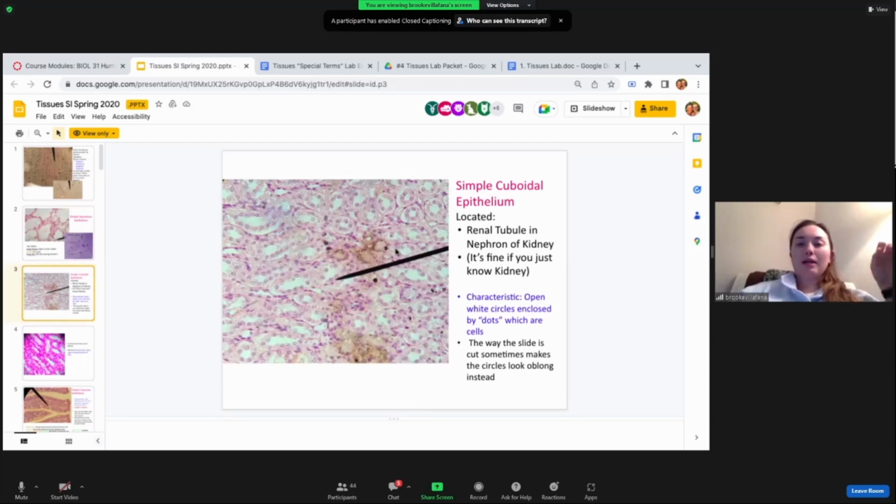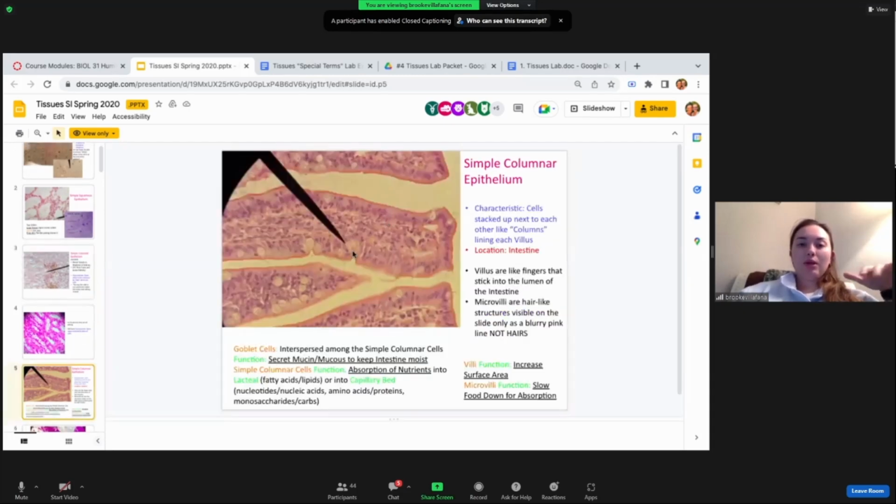So if we were asking you to identify a part of the tissue, we would have the black pointer pointed to it. Like, for example, here, the black pointer is pointing at a goblet cell. And then the question would say something like, what is the structure at the end of the pointer? Does that make sense? So that's how you can expect to need to identify these additional kind of special terms.